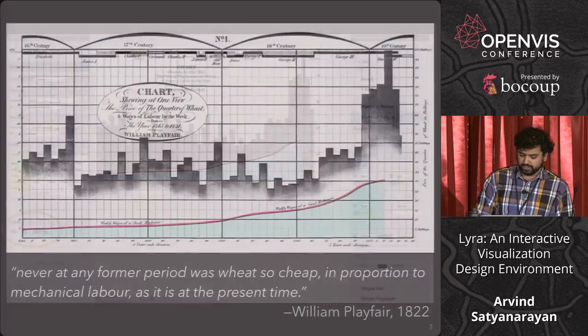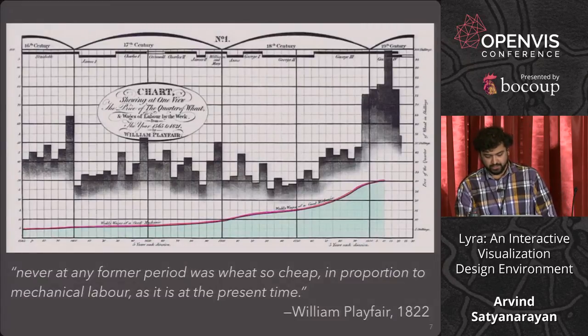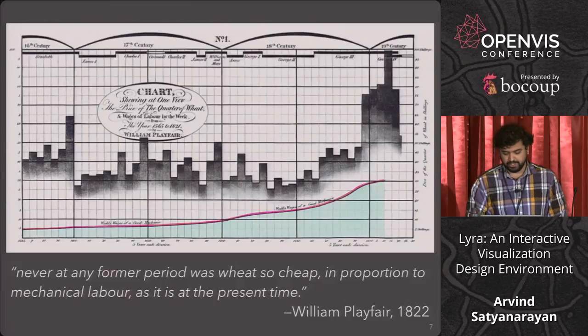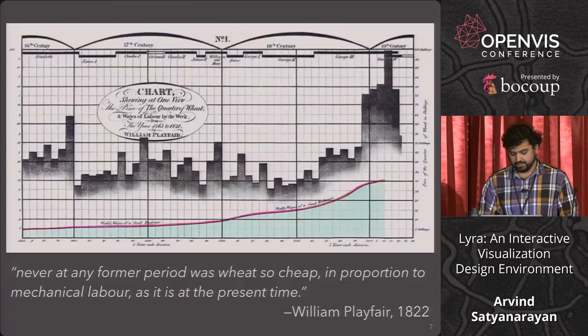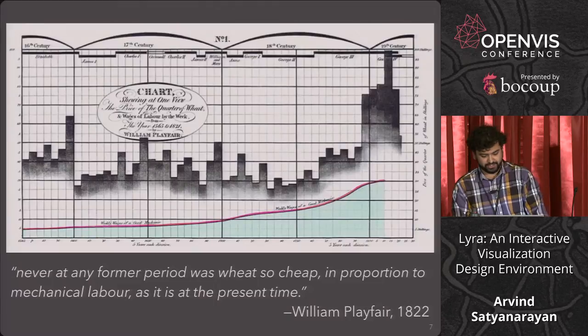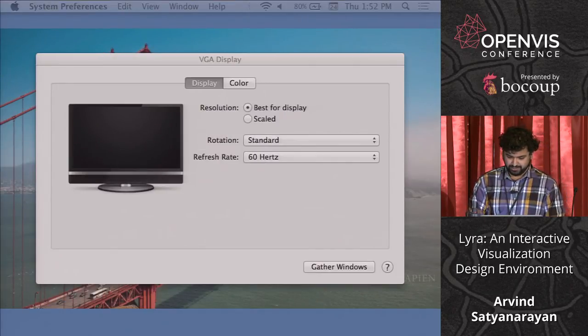So originally published in 1822 to a letter of parliament, he intended to communicate that never at any former period was wheat so cheap in proportion to mechanical labor as it is at the present time. So I could show you a video of how to recreate this in Lyra, but I kind of like to live dangerously. So I'm going to jump into a live demo.